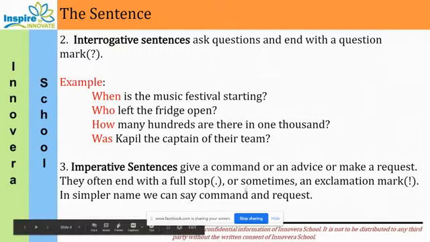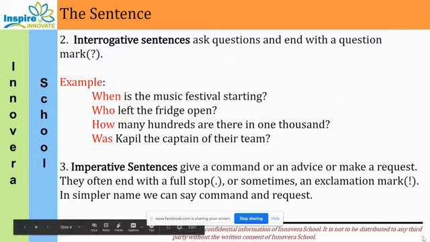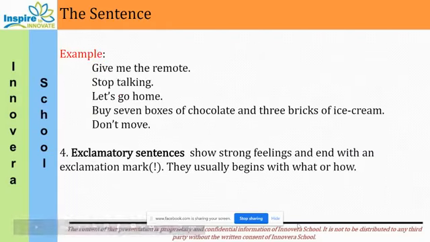Now then we discussed the imperative sentence, which is based on a command, an advice, or making a request. Whenever we need to do such a thing, we use an imperative sentence. It ends with a full stop or sometimes an exclamation mark also. It can be either way. In simpler terms, it is called a command or request. And these are the examples.